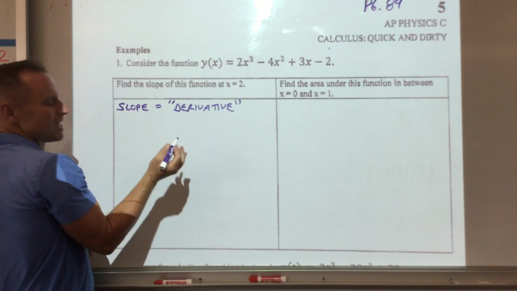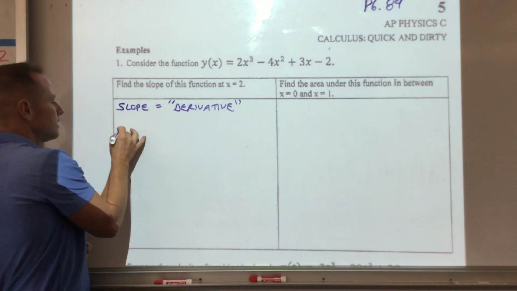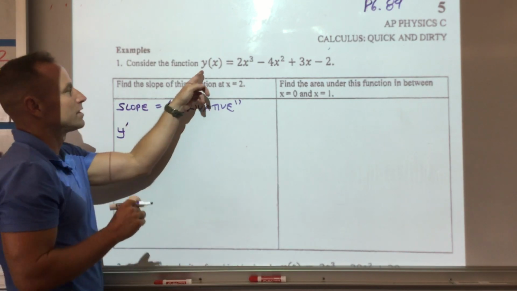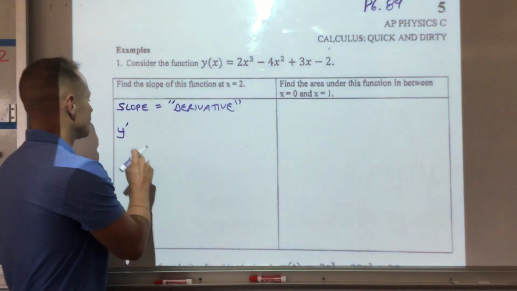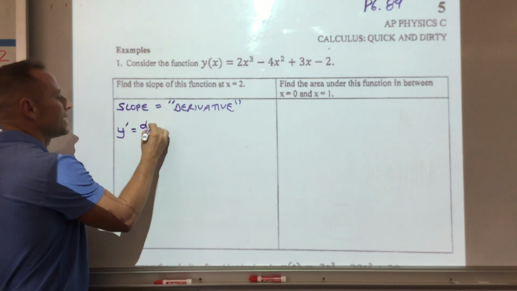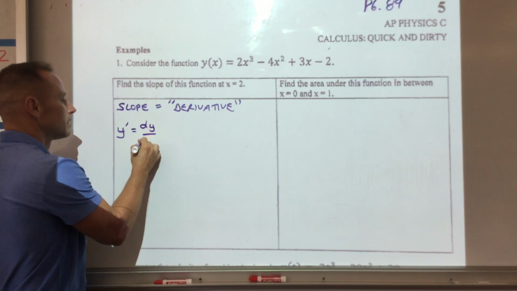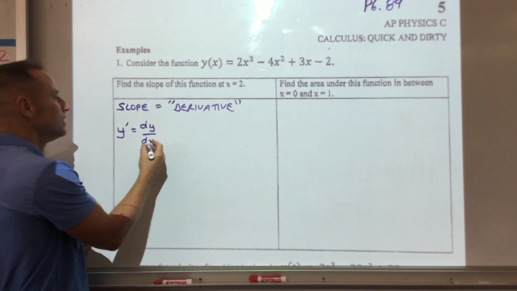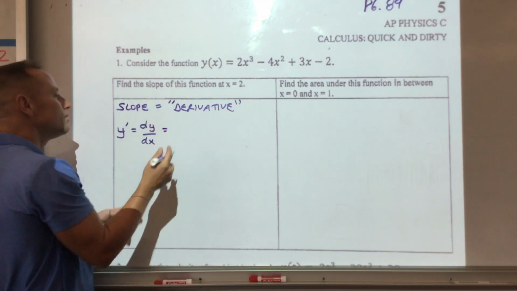I'll introduce some notation that you're going to see in your calc class. They will sometimes call this y prime. Like if you start out with the function y, they might call the slope y prime, or equivalently they might call it dy dx. It's the change in y as you change x. It's the rise over the run, right? And so what we can do is take the derivative.